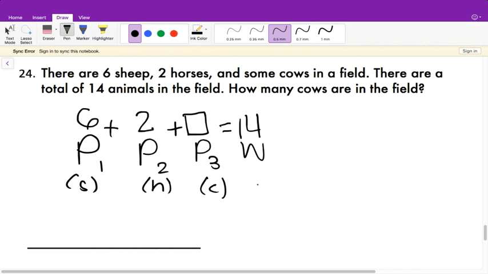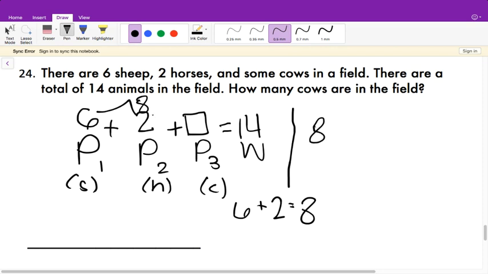Okay, so now to make solving this a little bit easier, I'm going to add 6 and 2 together. So 6 plus 2 equals 8. I'm going to join these 2 together and write 8. Now I have 8 plus box equals 14. So I'm going to come over and draw my picture to solve this. I'm going to count up from 8 all the way to 14 to find my missing addend or my missing partner. So I'm going to count 8, 9, 10, 11, 12, 13, 14.